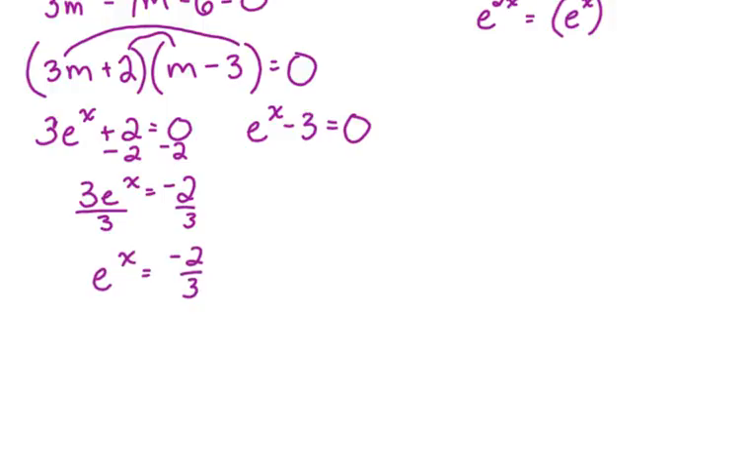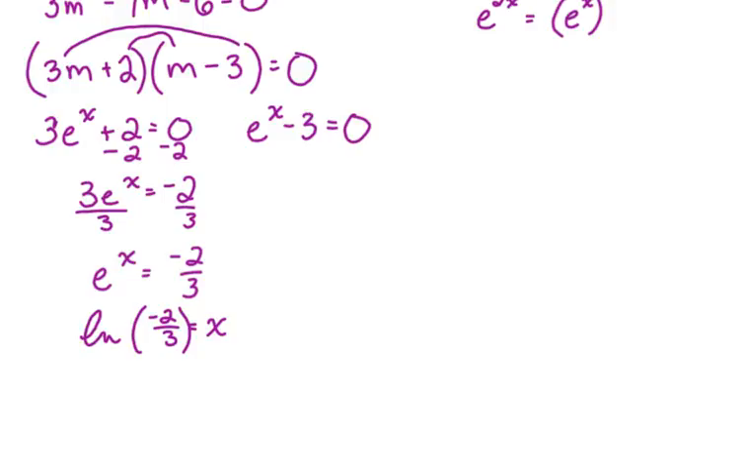e to the x is equal to negative 2/3. I don't want to know what e to the x is. I want to know what x is. I cannot write negative 2/3 so that it has a base of e. Okay, it ain't going to happen. So, to approach this, I need to write it in logarithmic form. So, to write this in logarithmic form, that's the natural log of negative 2/3 is equal to x. Remember, when you're writing in logarithmic form, the exponent and what it's equal to switch places.